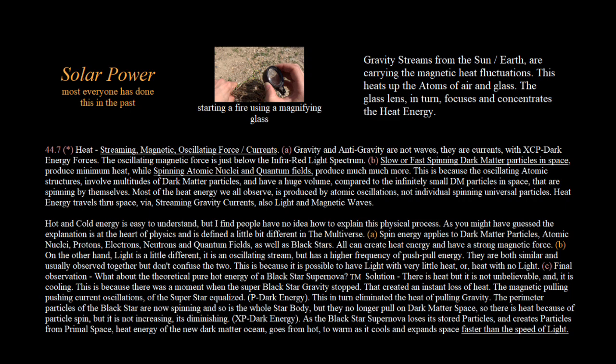The magnetic pulling-pushing current oscillations of the superstar equalized, XP dark energy. This in turn eliminated the heat of pulling gravity. The perimeter particles of the black star are now spinning, and so is the whole star body, but they no longer pull on dark matter space, so there is heat because of particle spin, but it is not increasing, it's diminishing. XP dark energy. As the black star supernova loses its stored particles, and creates particles from primal space, heat energy of the new dark matter ocean goes from hot to warm as it cools and expands space faster than the speed of light.